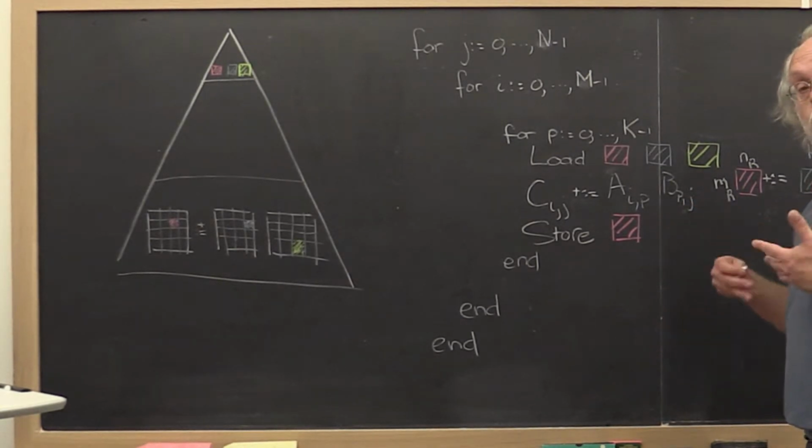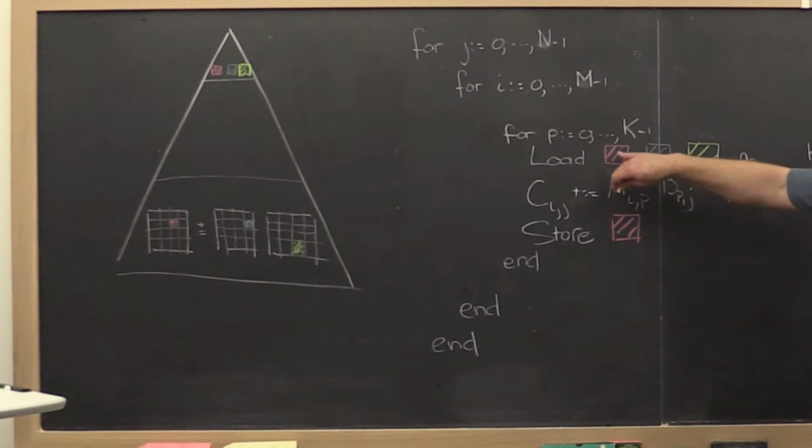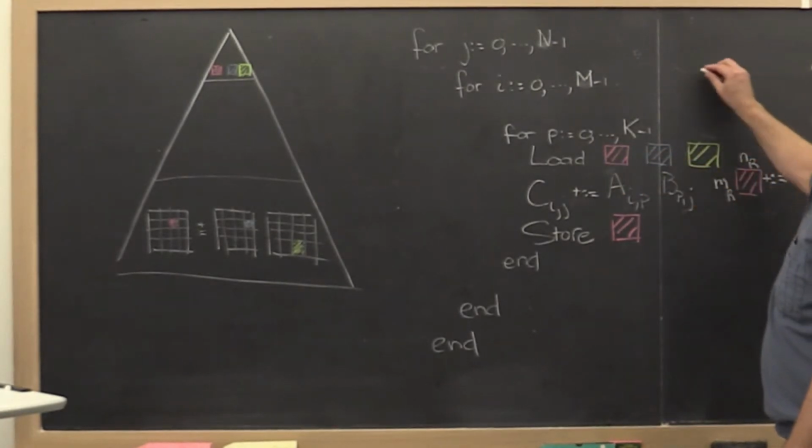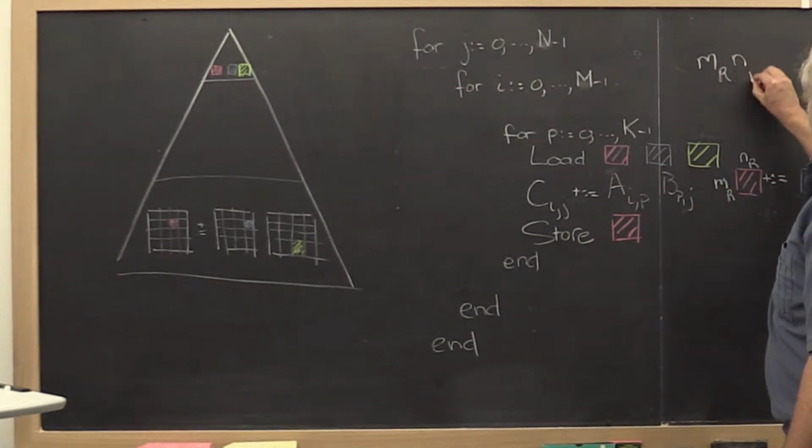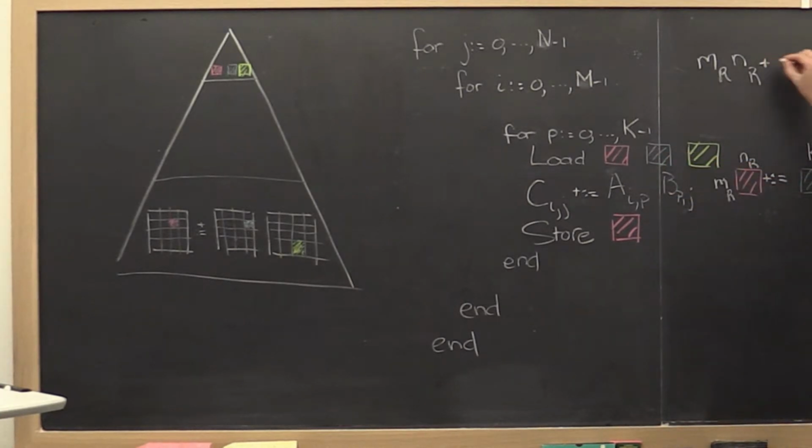So the cost of moving data around can be analyzed as follows. Let's see, what does it cost to load these three matrices? Well, the size of the first matrix is MR by NR. The size of the second matrix is MR by KR. And the size of the third matrix is KR by NR. Submatrix of C, A, and B. And we need to multiply that times the cost of moving one double around, and that's beta R M. All right?